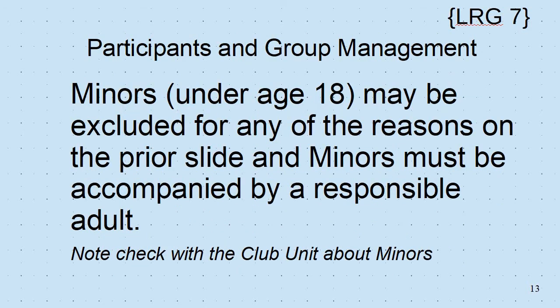Minors can be excluded for any reasons you want. If you are going to allow minors on the trip, they have to be accompanied by a responsible adult. That doesn't have to be their parent or guardian, but their parent or guardian will need to sign off that they're giving permission for this other person to accept the responsibility for their child.